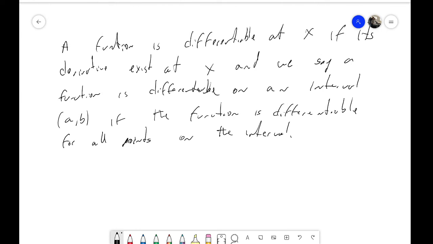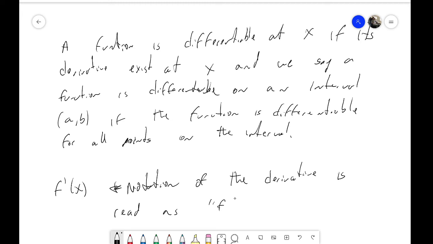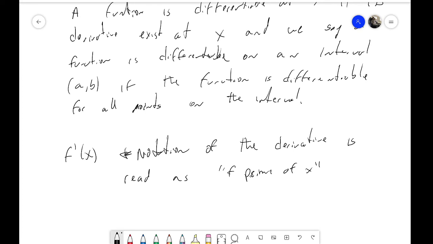Now, this notation that I just used, this right here, is the notation of the derivative that I will use. This is read as f prime of x. Sometimes you may just see it as f prime. Basically, when you put this apostrophe on top, we just read that as prime.